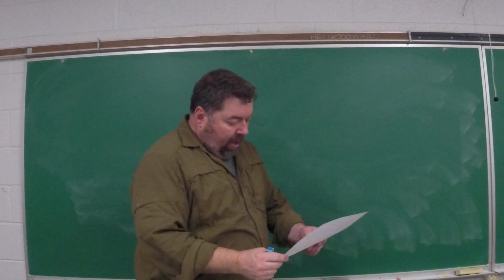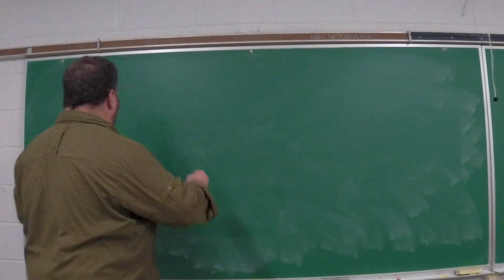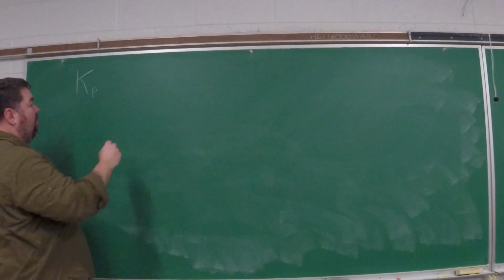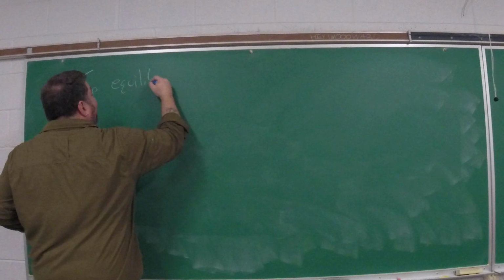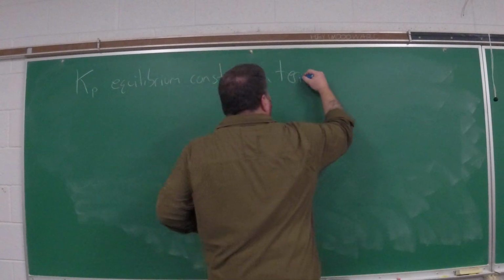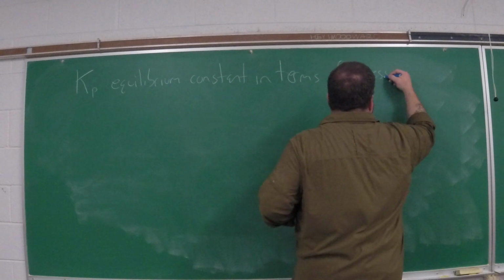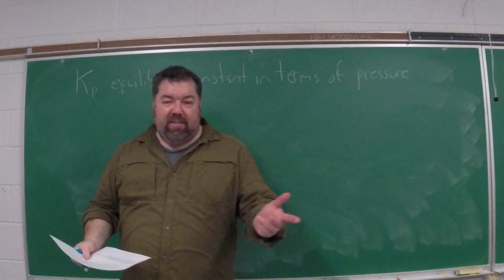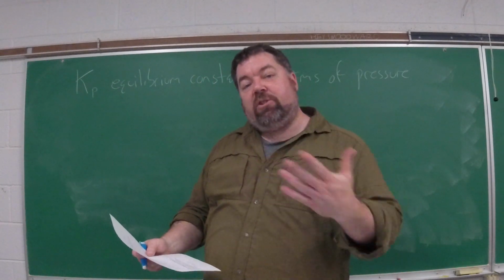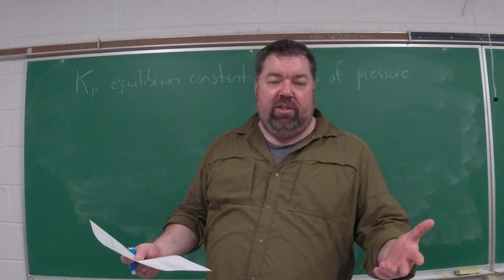All right, let's go to equilibrium constants in terms of pressure. So we're going to look at Kp, the equilibrium constant in terms of partial pressure. Basically, when you have partial pressures, we could use those as concentrations. So that's why we can write Kp. It's very, very simple. If you have pressures instead of concentrations, you just use the partial pressures.